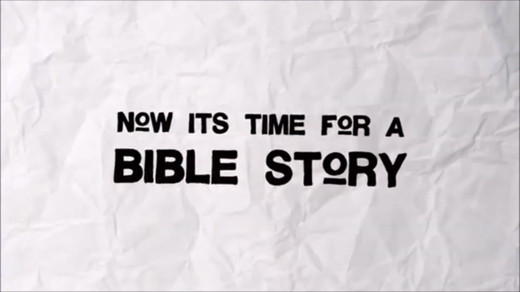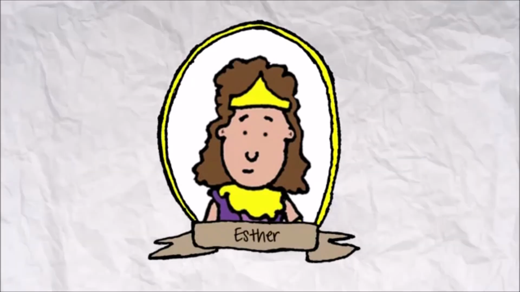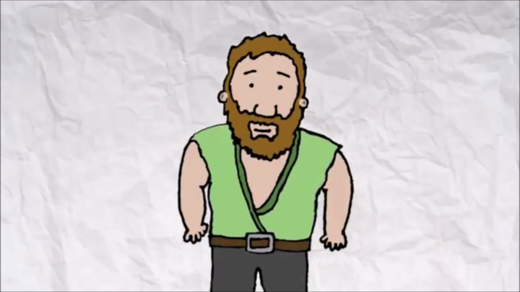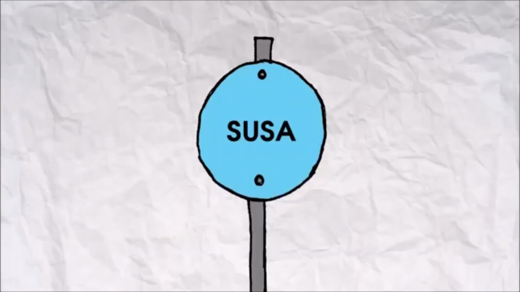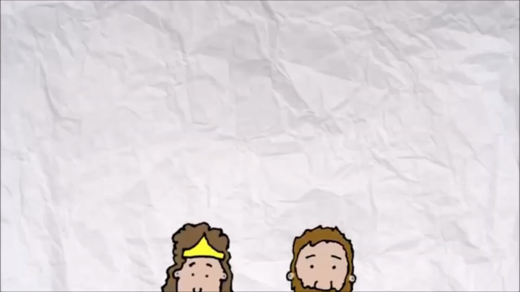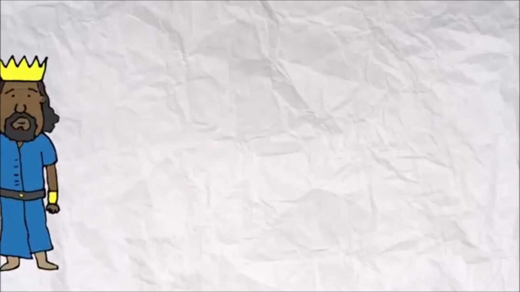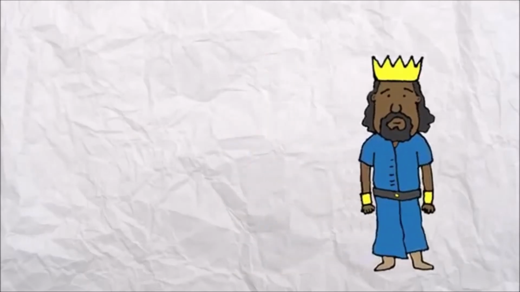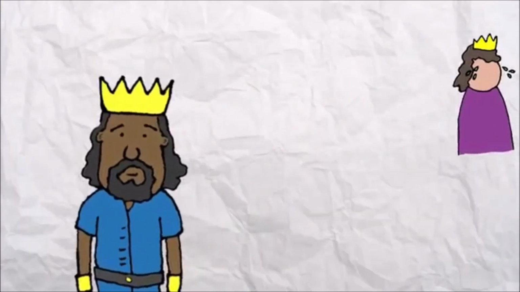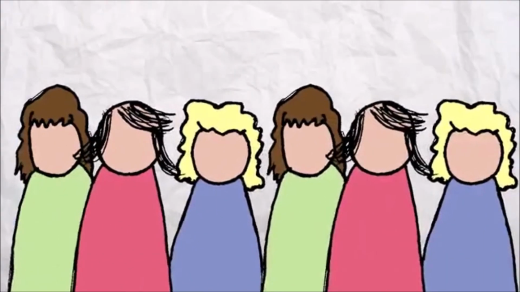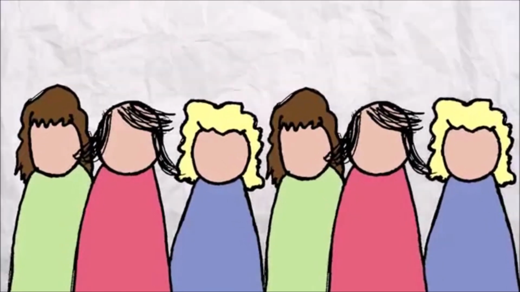Now it's time for a Bible story. There once lived a young girl named Esther. She lived with her adopted father Mordecai in the city of Susa, and they were secretly Jews. Now at that time, the Jewish people were under the rule of the Persian king Xerxes, who, as it happened, needed a new wife. King Xerxes brought together all the most beautiful girls of the land so they could pick a new wife. And one of these beautiful girls was Esther.